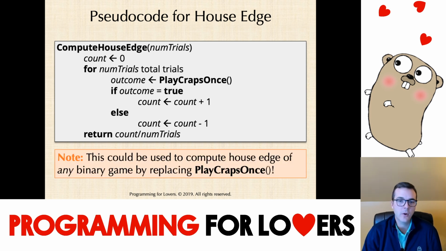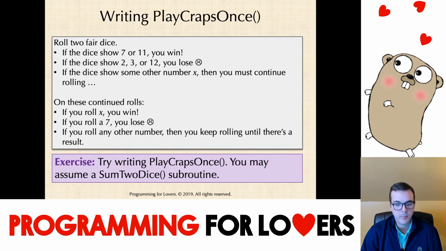I would note again, you could compute the house edge of any binary game. Just replace play craps once with play whatever the game is. I'd need to make a very minor modification to this. I could even take a separate parameter to this function and have multiple games that I'm playing depending on what that parameter is. So I would pause for a second and say, on the level of pseudocode, maybe give a shot to writing this function play craps once.